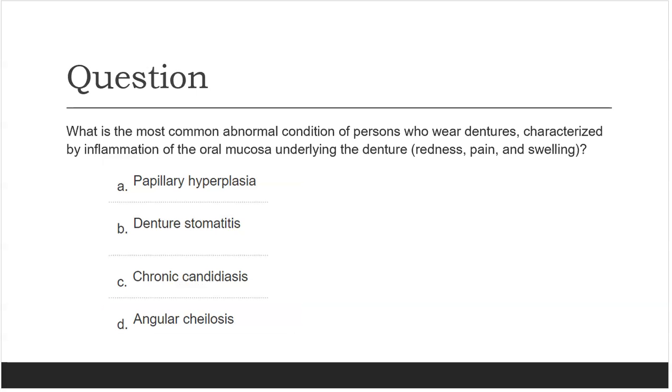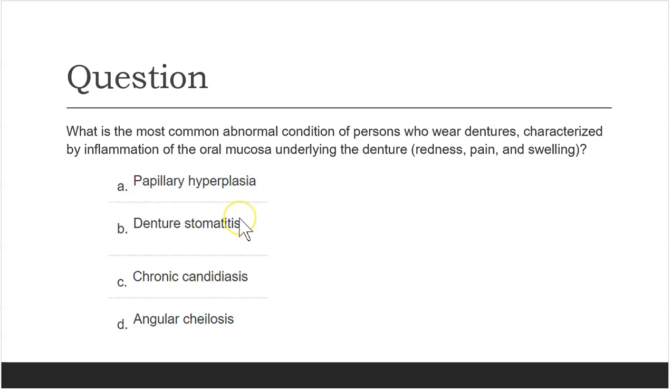Okay, here is another question. What is the most common condition of persons who wear dentures, characterized by inflammation of the oral mucosa underlying the denture? So you see redness, pain, and swelling. What is the most common condition with people who wear dentures? It is B, denture stomatitis.